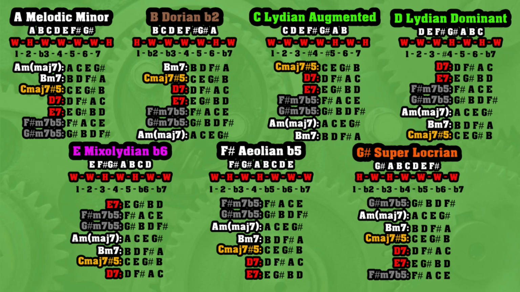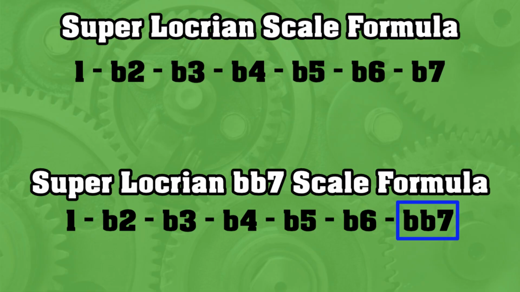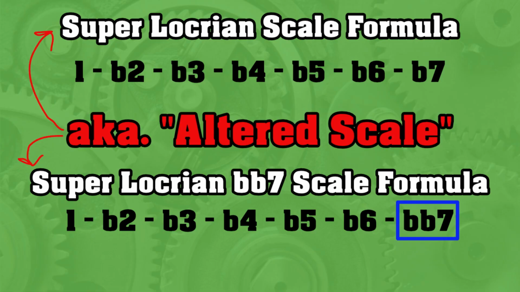And then finally, you'll see that the 7th mode is also known as the G sharp super Locrian mode. So the 7th mode of the harmonic minor scale is also known as the super Locrian, but there's a slight difference because the 7th mode of melodic minor has a flat 7, whereas the 7th mode of harmonic minor has a double flatted 7. So sometimes people will call the 7th mode of the harmonic minor scale the super Locrian double flat 7 mode, whereas they'll call the 7th mode of the melodic minor just the super Locrian mode. This is also known as the altered scale.